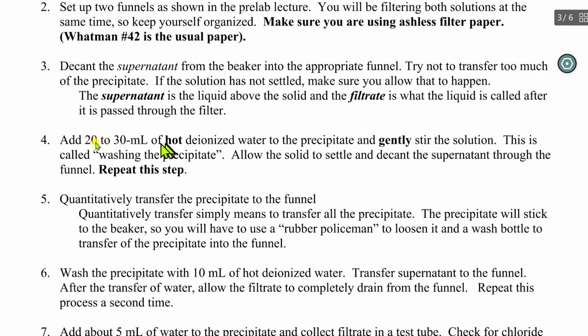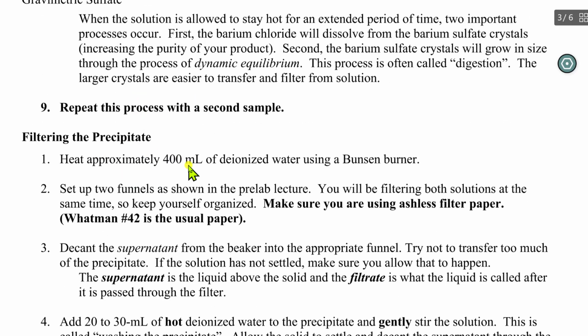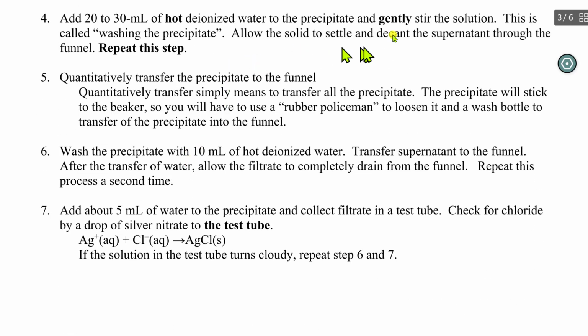So what you'll do is you'll add 20 to 30 milliliters of hot deionized water. That's the water that you've prepared up here. And then swirl it around, and this will be in your beaker. So I want to make sure that you understand what you're trying to do here. The solid at the bottom is the barium sulfate. All the impurities are in the liquid. So by pouring all of this off away from the solid, that gives you a better opportunity for washing the solid that remains. So pouring most of it off helps a lot.